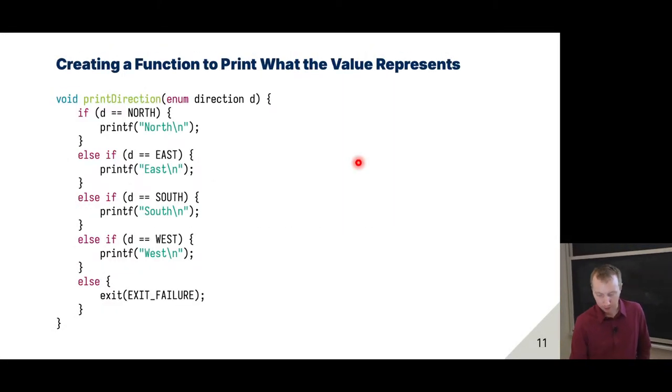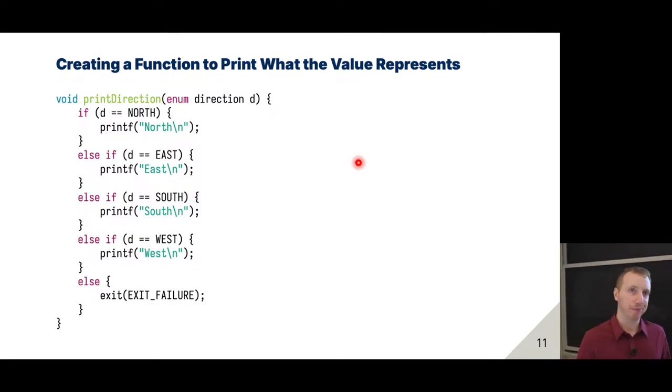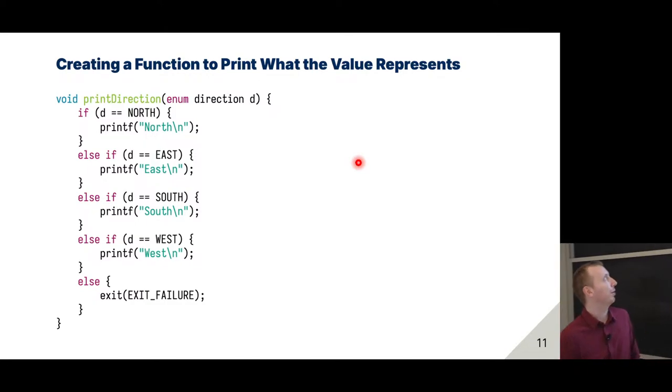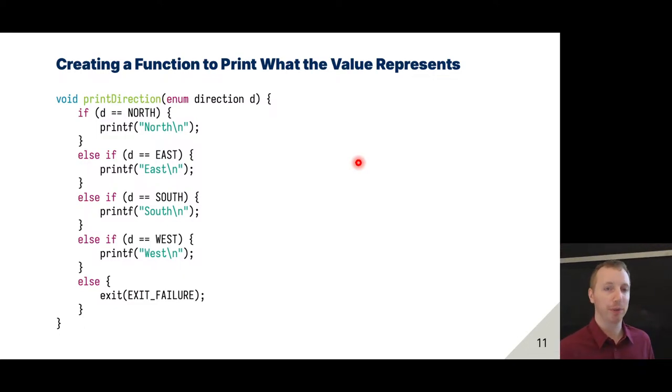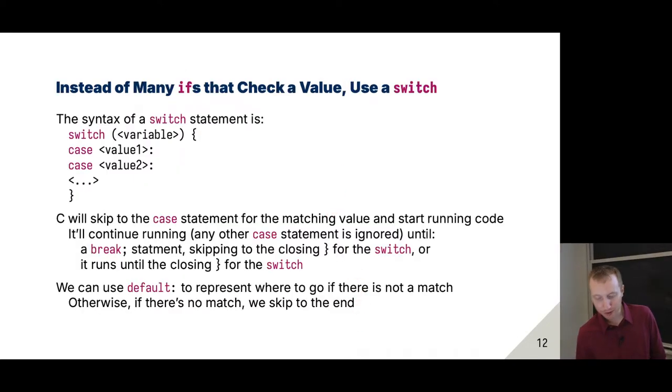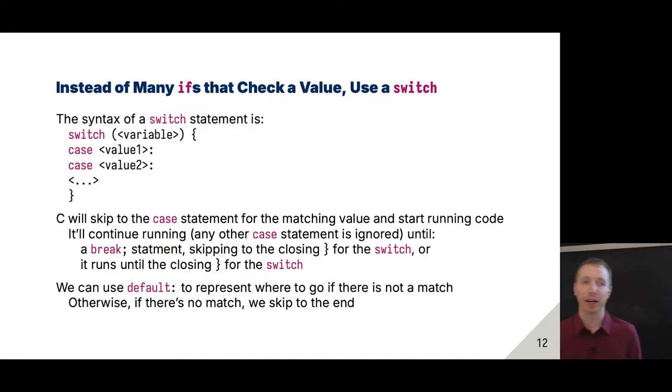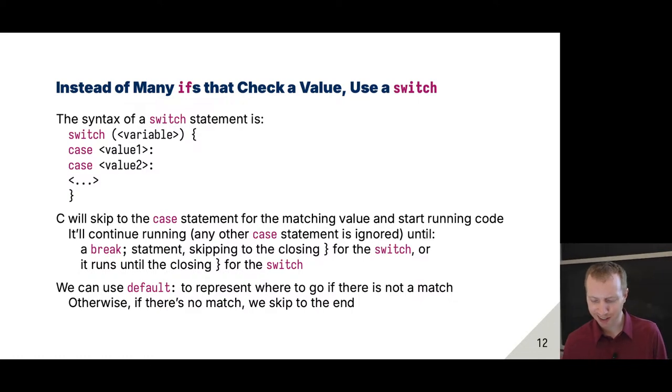So here I'm printing. There's a lot of repetition here, right? If D is equal to north, do something. If D is equal to east, do something. If D is equal to south, do something. It kind of gets to be a pain. Instead of many ifs, there's another construct called a switch. You might have seen this before too. It just saves you a bit. It has some weirder rules, which I guess is why it's discouraged, but we can go into it.